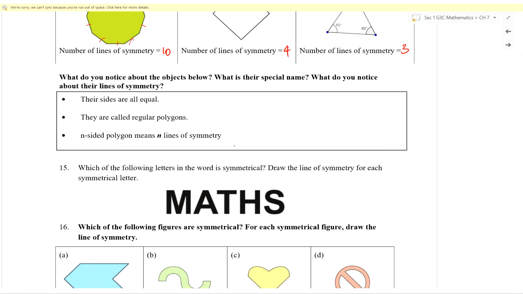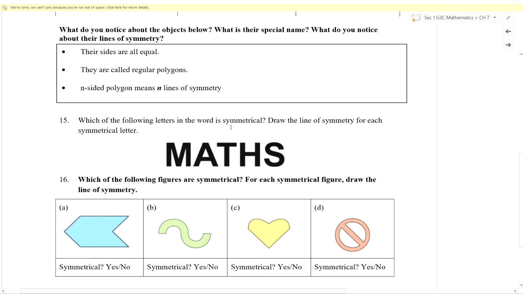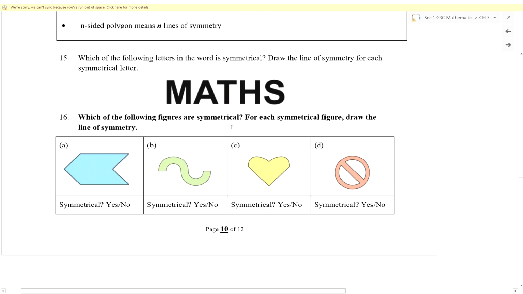Okay. Now next part, question 15. Which of the following letters in the word is symmetrical? M. Any more? A. P. H. Is S symmetrical? No, no matter how you place the mirror, you will never be able to get a reflection. Okay, so draw the line of symmetry. M, A, T, H.